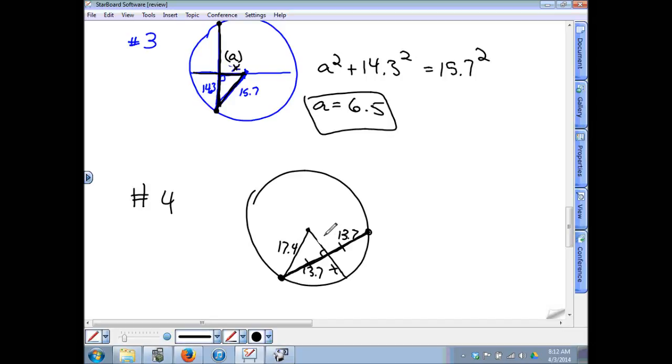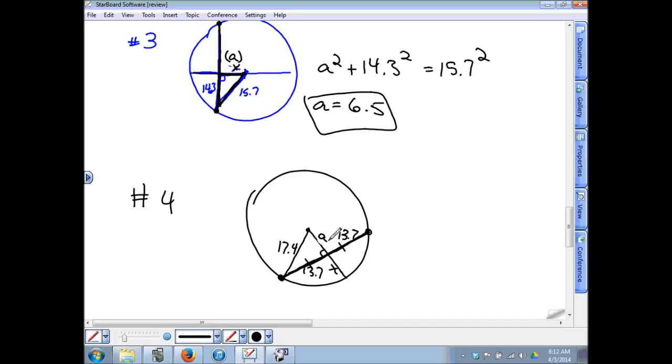Again, it's one of the legs of a right triangle, so let's call it a. So we have to find a squared plus 13.7 squared equals 17.4 squared.